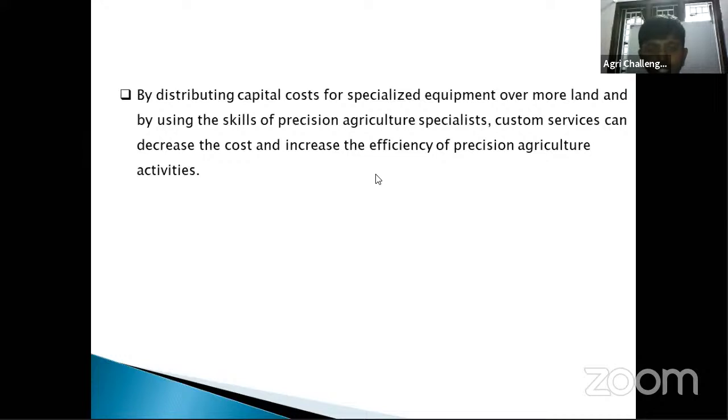Okay, and they provide the custom service on a paid basis, which can decrease the cost and increase the efficiency. If I am a farmer and I purchase equipment, that applicator costs more and increases my cost of production. But if I go for lease basis or custom hiring basis, it will cost a very small amount, and the same type of service or technology I can utilize, and it will increase the efficiency of my farming.